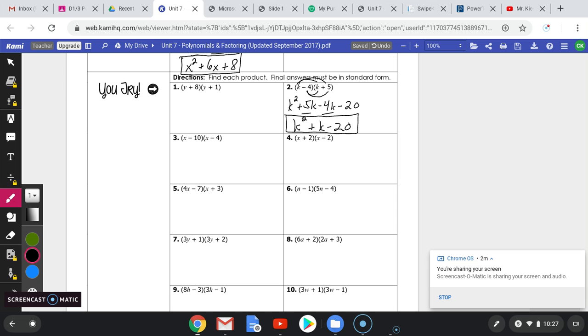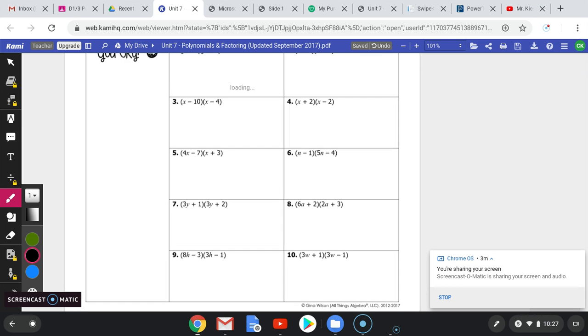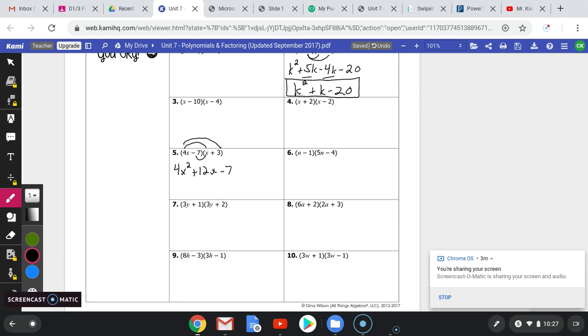I'm just going to go all over the place here. So let's look at something like number 5. We multiply the first terms together, so 4x times x, there you go, 4x squared. 4x times positive 3, which would be 12x. Negative 7 times x, negative 7x. Negative 7 times positive 3, minus 21. Combine like terms, so I have 4x squared plus 5x minus 21.